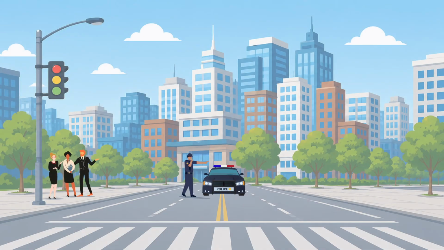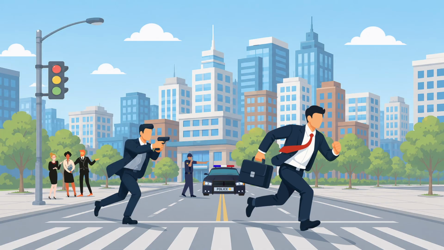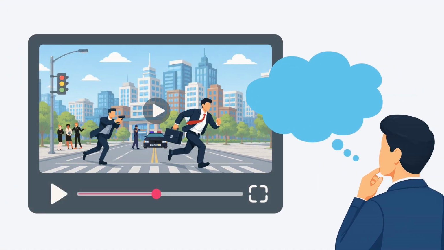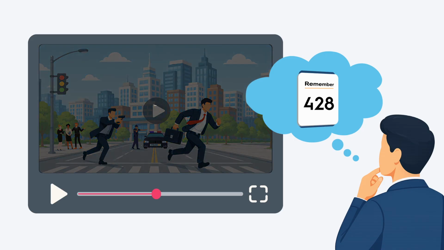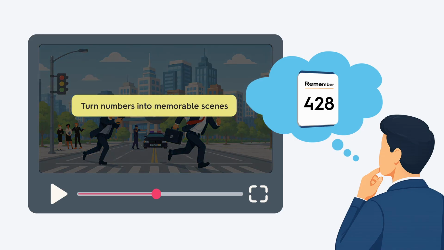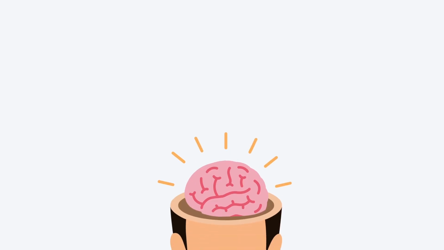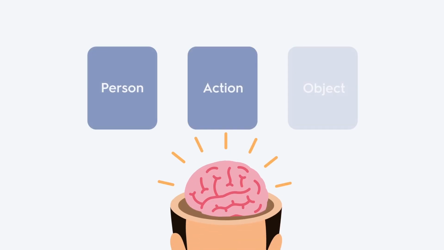Think about a movie chase scene. A secret agent races through crowded city streets with a mysterious briefcase in hand while trying to outrun a pursuer. You can probably picture that scene right away. Now compare that to remembering a random number like 428. For most people, the scene is easier to recall. That's because your brain is often better at remembering people, actions, objects, and stories than abstract digits.